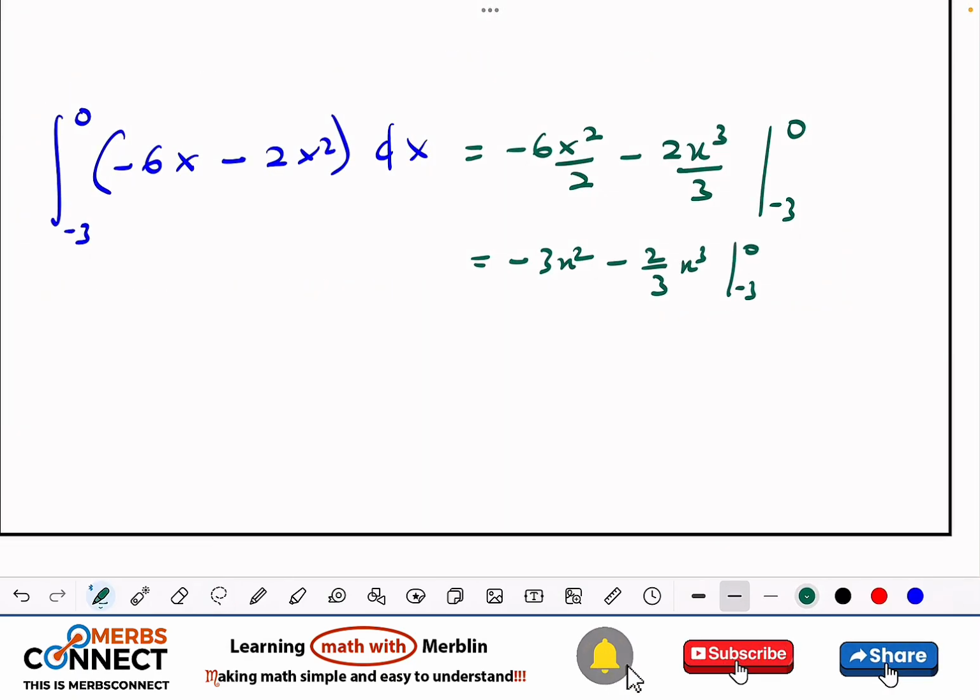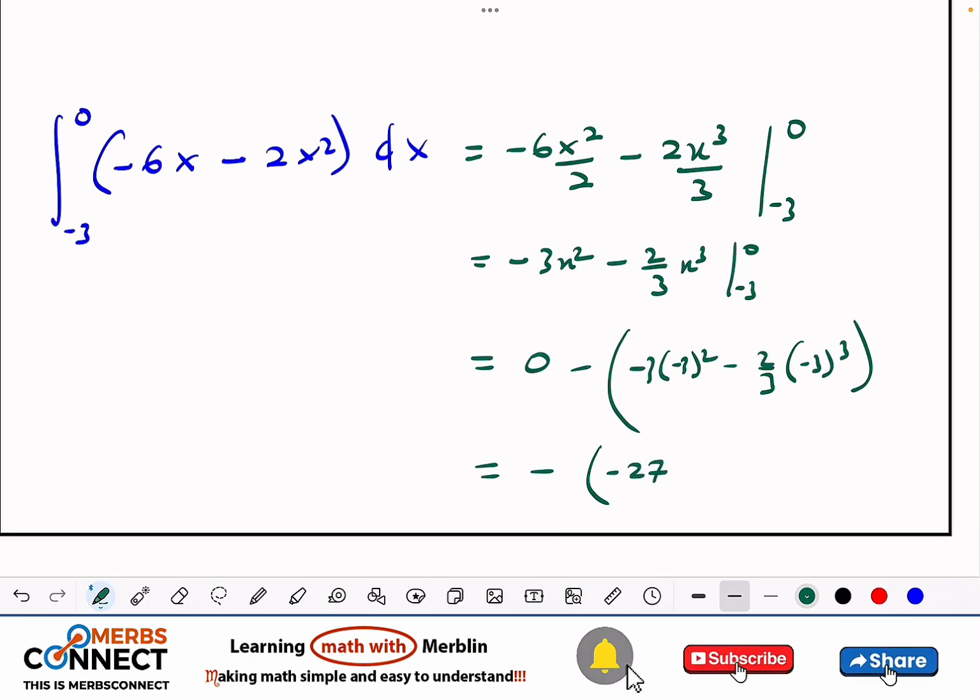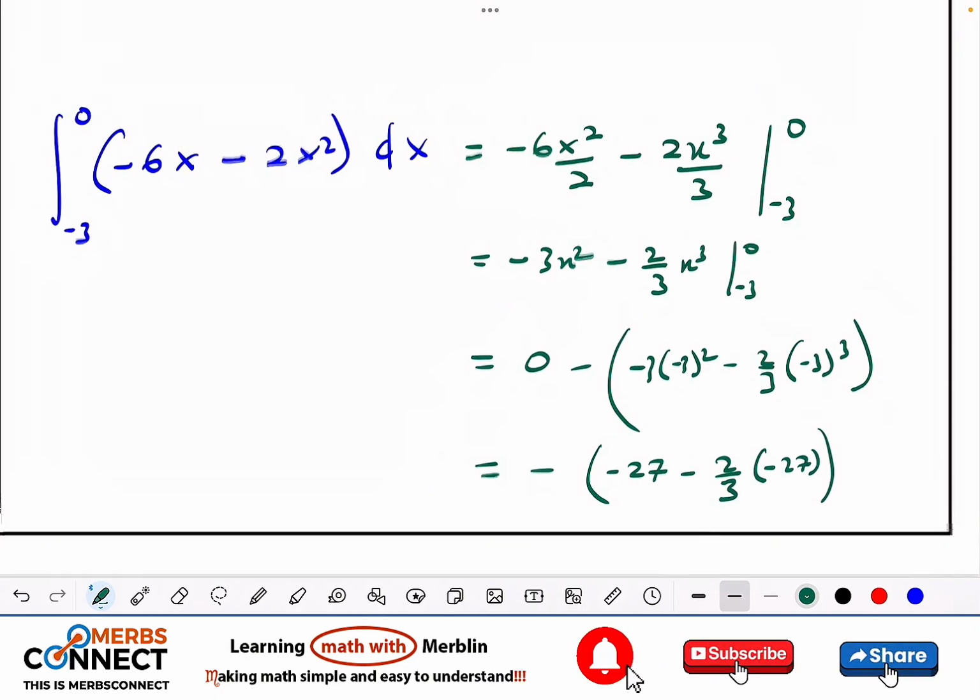So now, when I plug in 0, everything will go to 0, minus, I open a bracket and then I put negative 3 in. So minus 3 squared minus 2 over 3 times minus 3 to the power 3. So this is going to be minus, 3 squared is 9, 9 times minus, this one is going to give minus 27 minus 2 over 3. This is going to be minus 27 also. Right. So let's put the final results here.